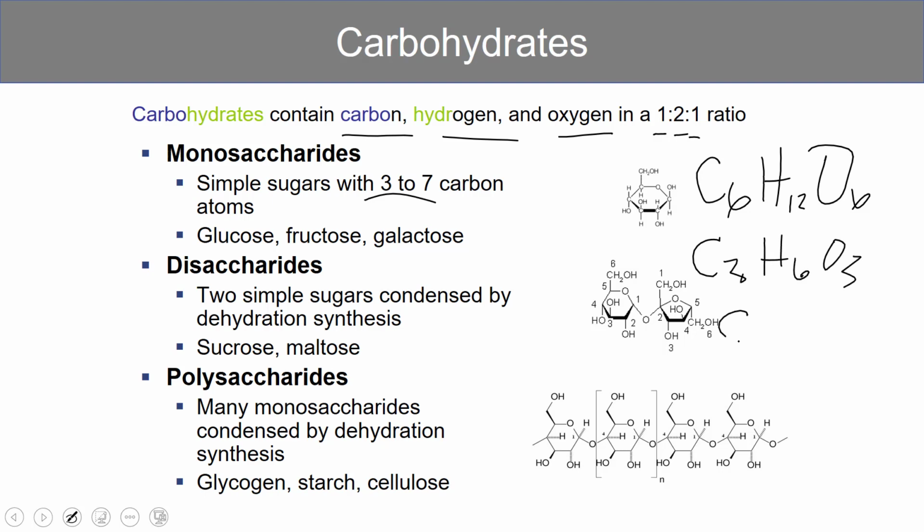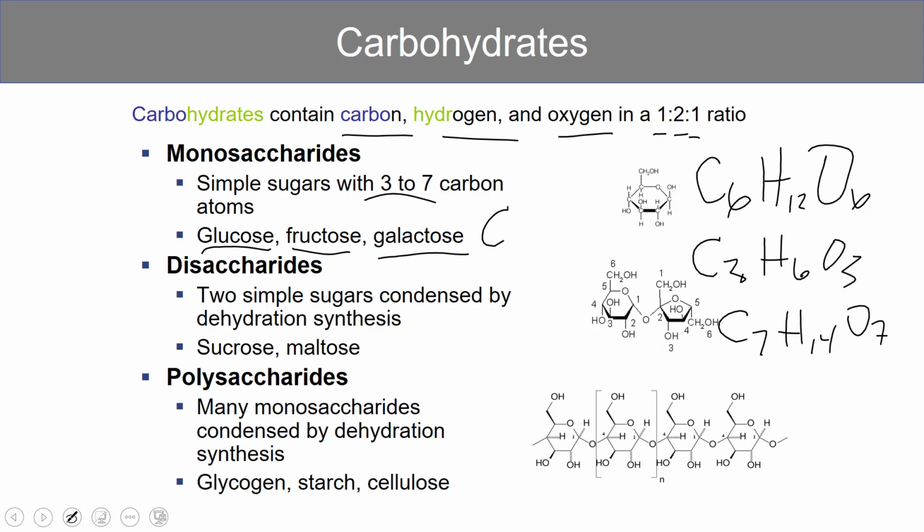C3H6O3, C7H14O7. You could go anywhere between 3 to 7. And simple sugars have 3 to 7 carbon atoms. Some examples of simple sugars or monosaccharides are glucose, fructose, galactose. These are all simple sugars.